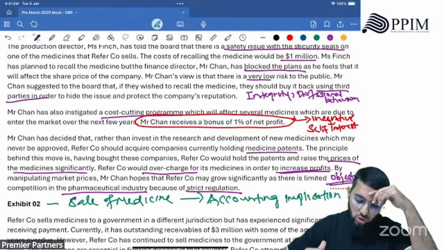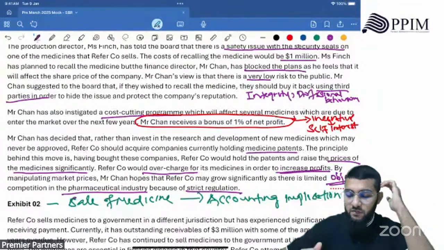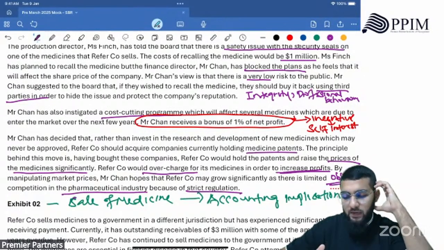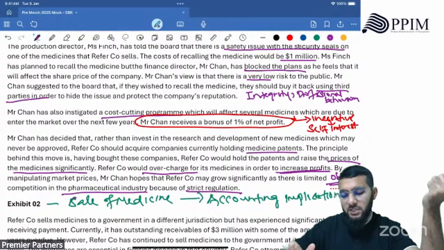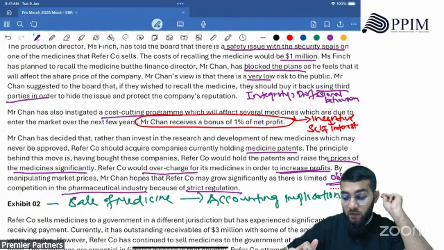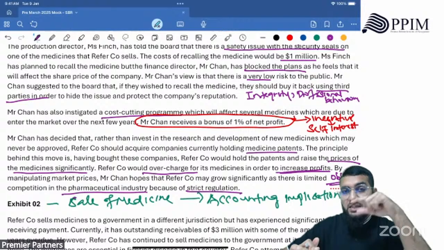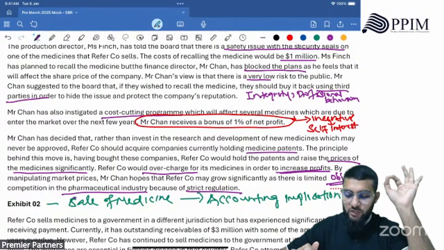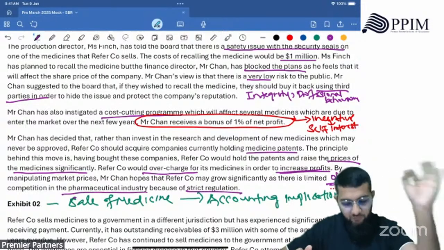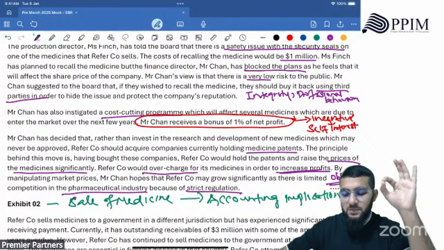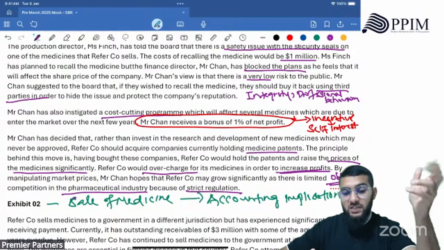Strict regulation is also there, and despite that, he is trying to manipulate to increase profits. That is his objective. So professional competence and due care also play a role here, right? But let's focus mainly on integrity, objectivity, professional behavior. Those are the three main codes of conduct that are being breached here. And the motive or the threat that is getting him to breach all these is the self-interest threat. What's the self-interest that he's having? Bonus of 1% of net profit, and maximizing profit is his target.